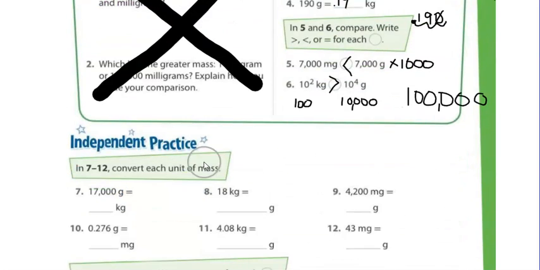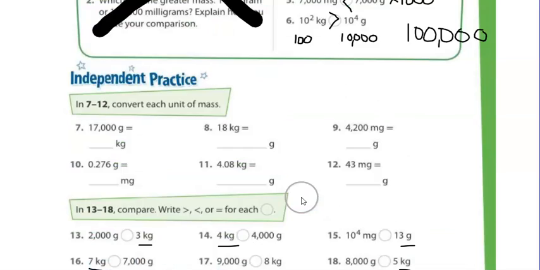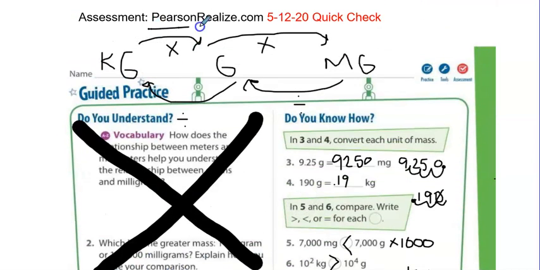So after you've completed this conversion independent practice, so numbers 7 through 20, make sure that you head over to pearsonrealize.com and complete the 5-12-20 quick check. Just a reminder, that is your daily participation points for each day. That's how I'm able to assess the work that you're doing and give you any feedback on some strategies that you can be using at home to better your skills. So please make sure that you are getting to Pearson Realize, completing those 5 questions. It shouldn't take too terribly long, just a couple of minutes.